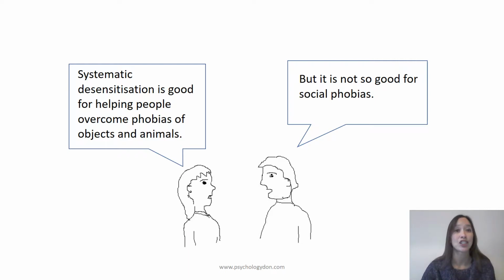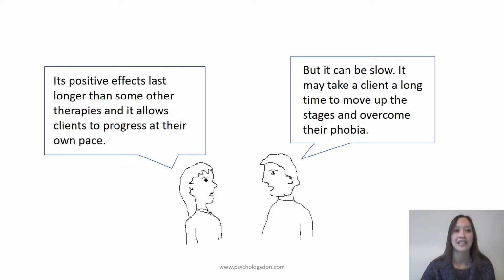Systematic desensitization is good for helping people overcome phobias of objects and animals in particular, but it's not so good for social phobias, such as talking in front of people. The positive effects of systematic desensitization last longer than some other therapies, and it allows clients to progress at their own pace. But it can be slow. It may take a client a long time to move up the stages and overcome their phobia.